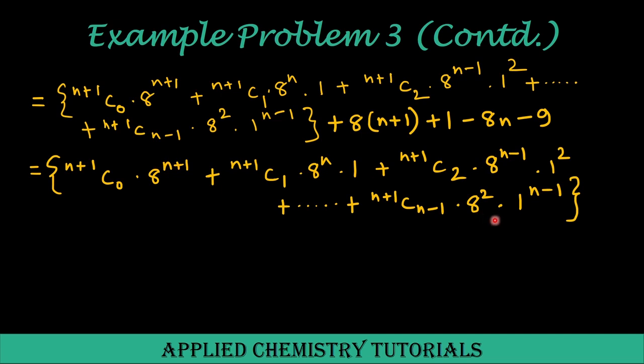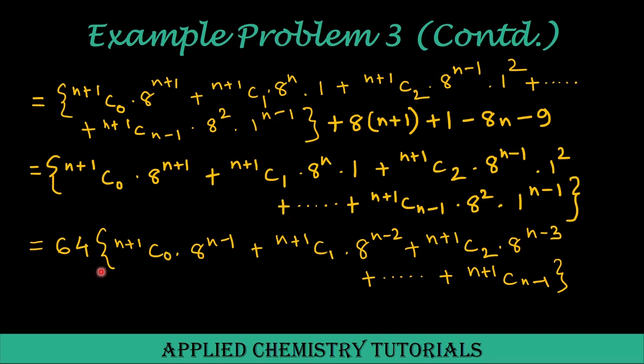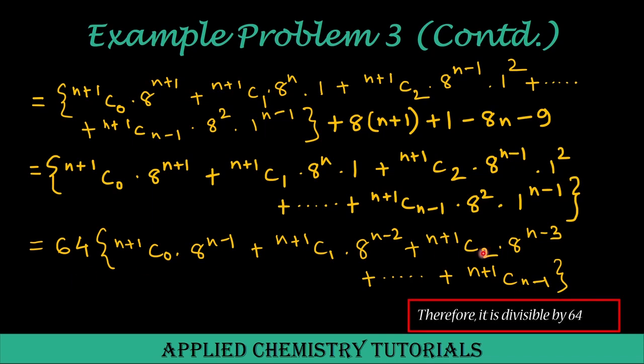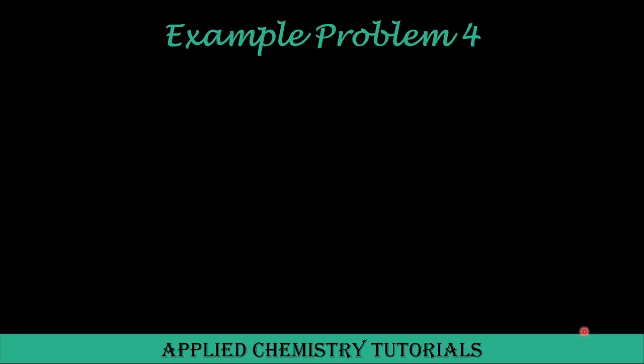So if we take out 8 square or 64 as the common term, we can have 64 multiplied by, in the second bracket, n plus 1 c0 multiplied by 8 to the power n minus 1. So as we are taking out 8 square, this 8 to the power n plus 1 will become 8 to the power n minus 1, and similarly we will have plus n plus 1 c1 8 to the power n minus 2, plus n plus 1 c2 8 to the power n minus 3, plus and so on, plus n plus 1 c n minus 1. Now we can clearly see that these terms are divisible by 64 and hence it is proved.